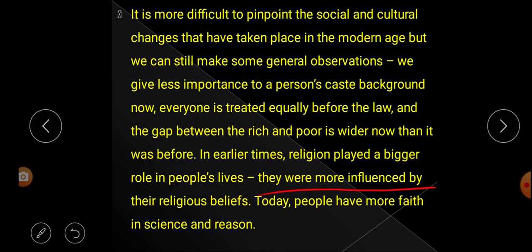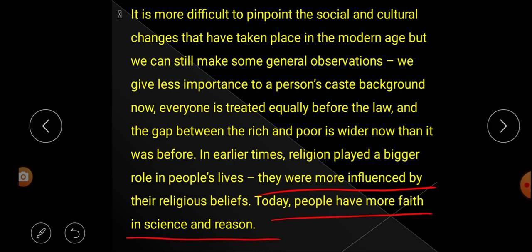They were more influenced by their religious belief. That means earlier people used to be influenced by their religious beliefs. Today people have more faith in science and reason. So in this paragraph what you learn is that it is difficult to identify what social and cultural changes took place during the modern age, but still we can find some general observations.